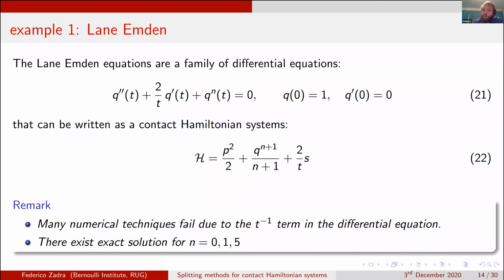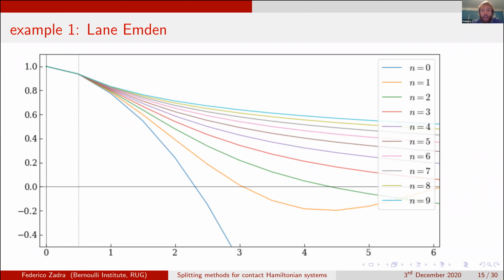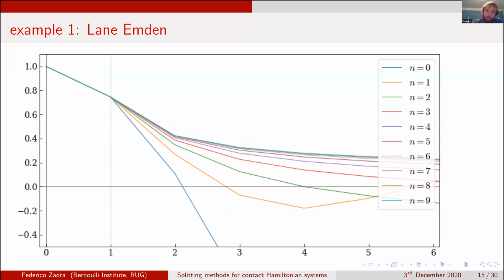Secondly, we have exact solutions for this equation with particular values of n, in particular 0, 1, and 5, that will help us in studying the approximation error. These are the integrations with our method, with the second order integrator. And we will see that even if we have a bigger time step, highlighted with the dotted line, we have a good behavior.